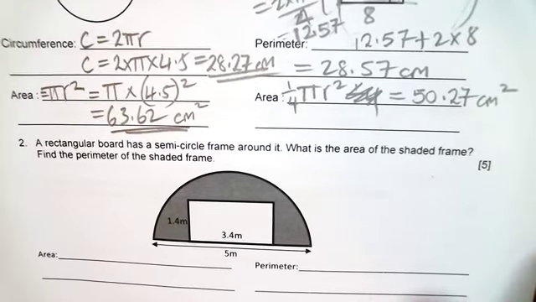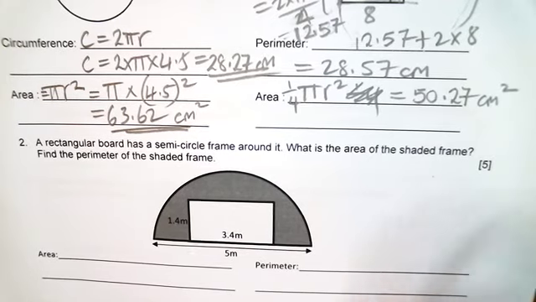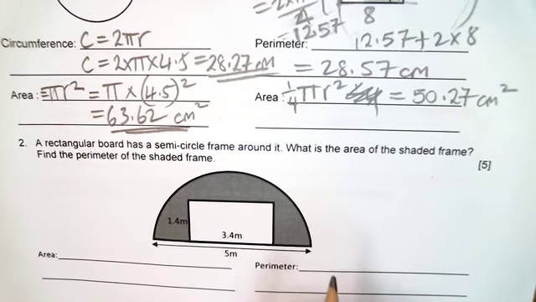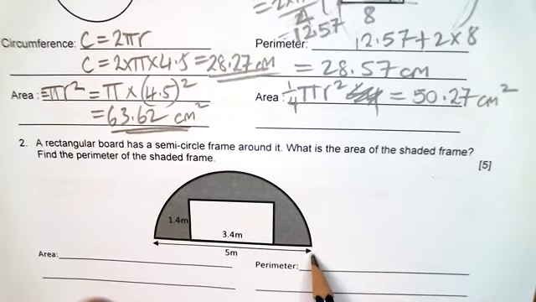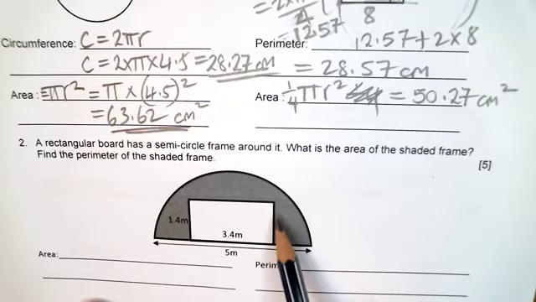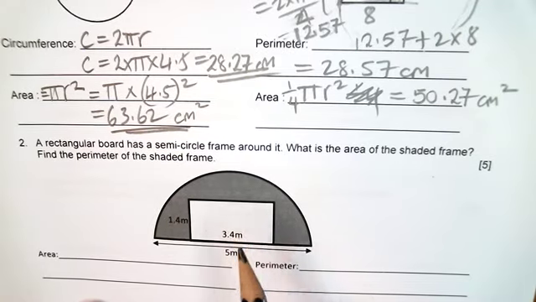All right. Now the last bit here, which is a little bit of a curly one, says a rectangular board has a semicircular frame around it. What's the area of the shaded frame? Find the perimeter of the shaded frame. So the first thing we're going to do, we'll find the area first. To do it, all we're going to do is find the area of the semicircle, find the area of the rectangle, and subtract the area of the rectangle from the area of the semicircle.